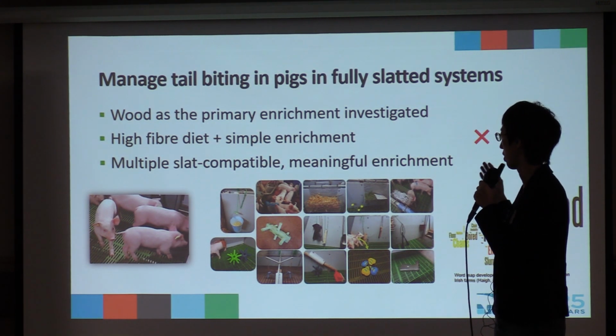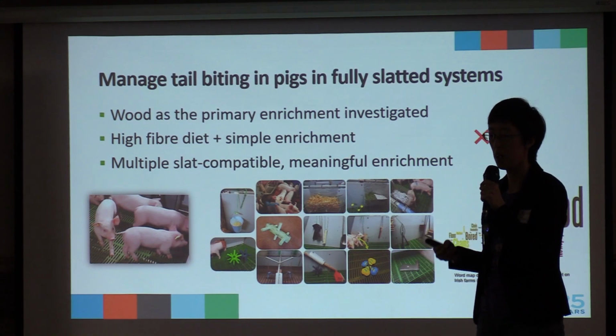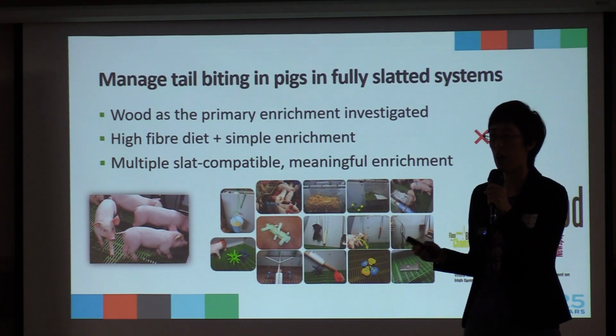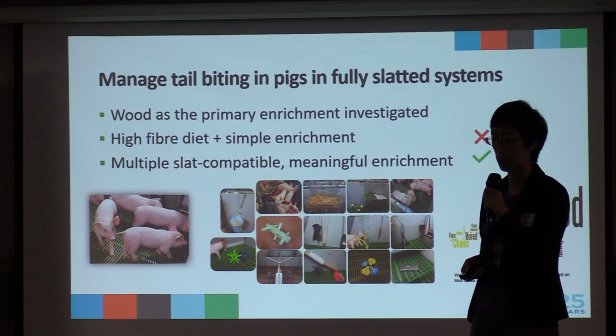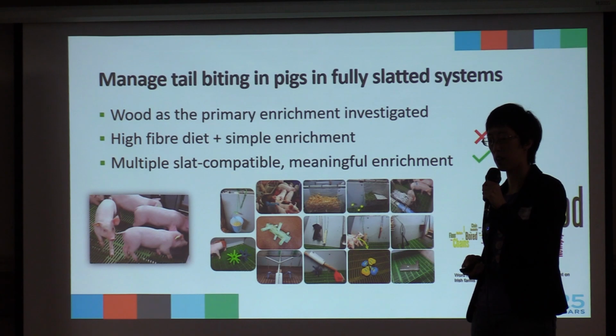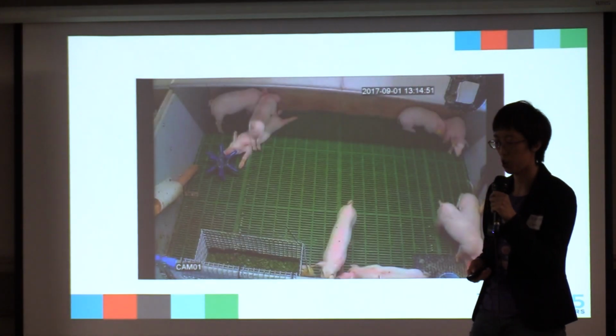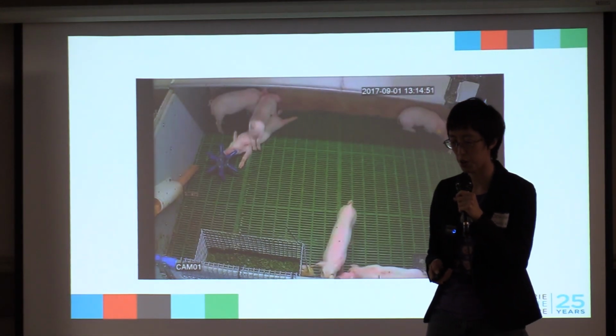We thought about all the different types of enrichment we can put in slatted systems that will not affect the slurry. So this study actually turned out quite okay, and the tail biting is much improved. I will now show you pig videos.